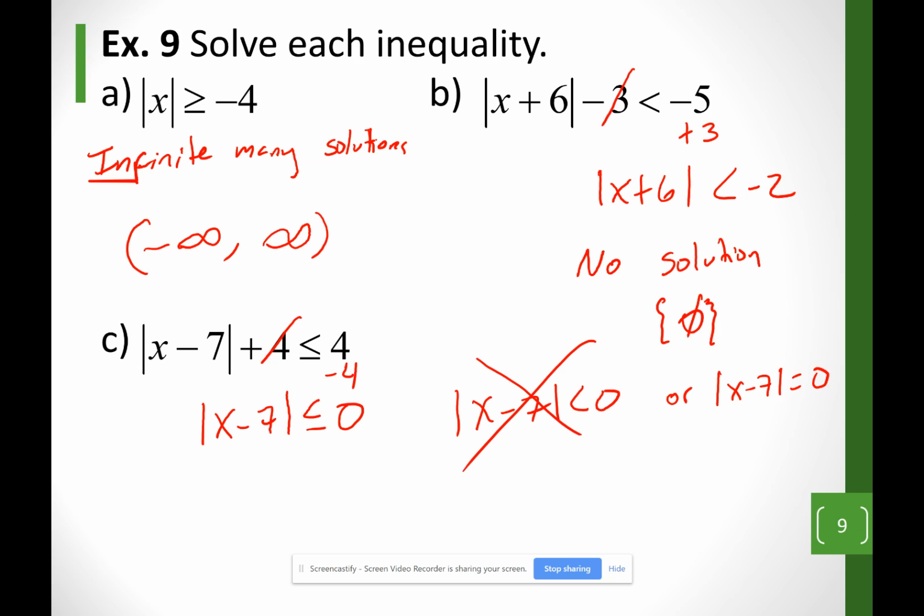I know less than will not give me an answer because an absolute value cannot be less than 0. So that's not going to give me anything. But x minus 7 equal to 0, yeah, I can do that. I'm just going to say x minus 7 is equal to 0. Add 7 to both sides. X in this case is 7.